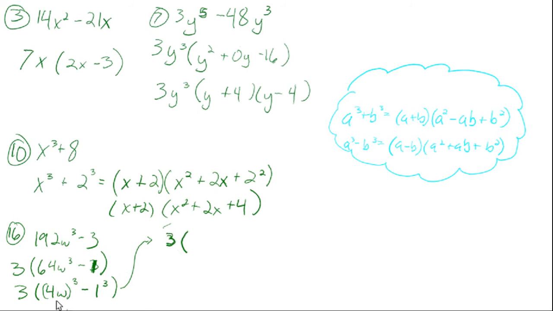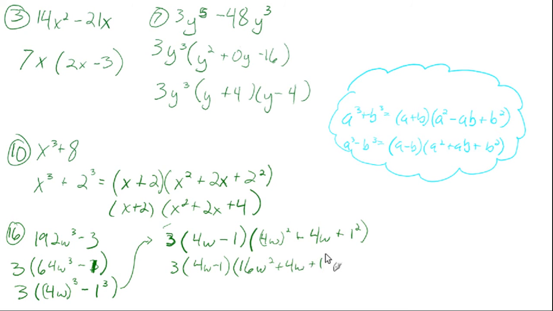So the first thing that's cubed is 4w, and the second thing is 1. So that's this first part. A minus b is 4w minus 1. Next we have 4w squared plus 1 times 4w, so just 4w, plus 1 squared. Then we get 4w minus 1 times, what's 4w squared? Well, 4 squared is 16. W squared is w squared. Plus 4w plus 1 squared, which is 1. And that is the complete factorization using difference of cubes.